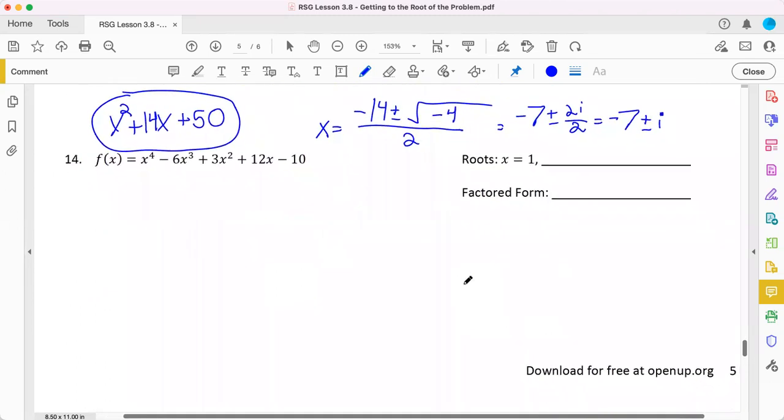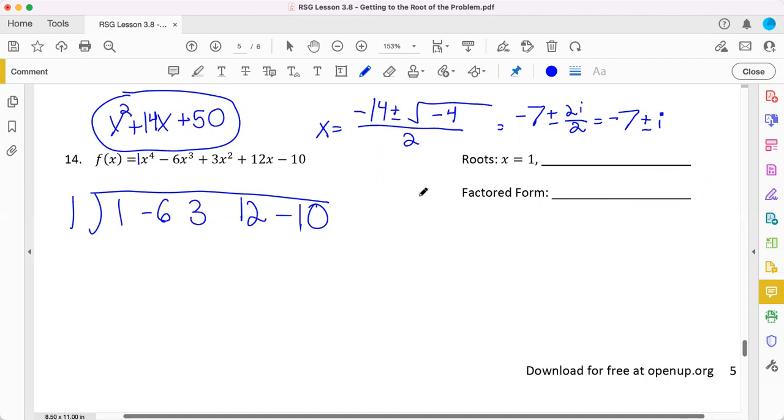What can you do here? This is going to be one I'm going to hand over to you and let you try out on your own. So use synthetic division. Use 1 from here, and negative 6, and 3, and 12, and negative 10. I'll give you a moment to solve this completely. You won't have to use quadratic formula, but you will have to be a little strategic with the difference of squares. So I'll give you a moment to try this out.